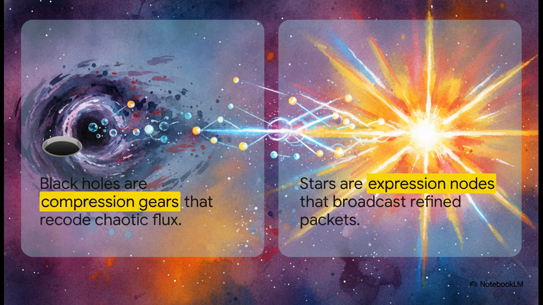But they don't keep them forever. They route these packets through the cosmic grid. Then, stars, like our very own sun, act as giant broadcast antennas. They slowly beam those refined, processed packets back out into the local grid as light and heat.